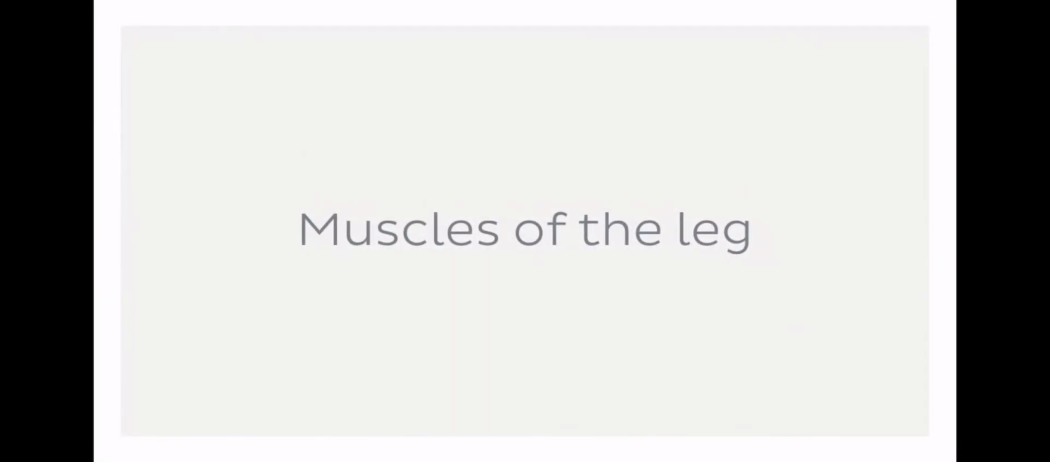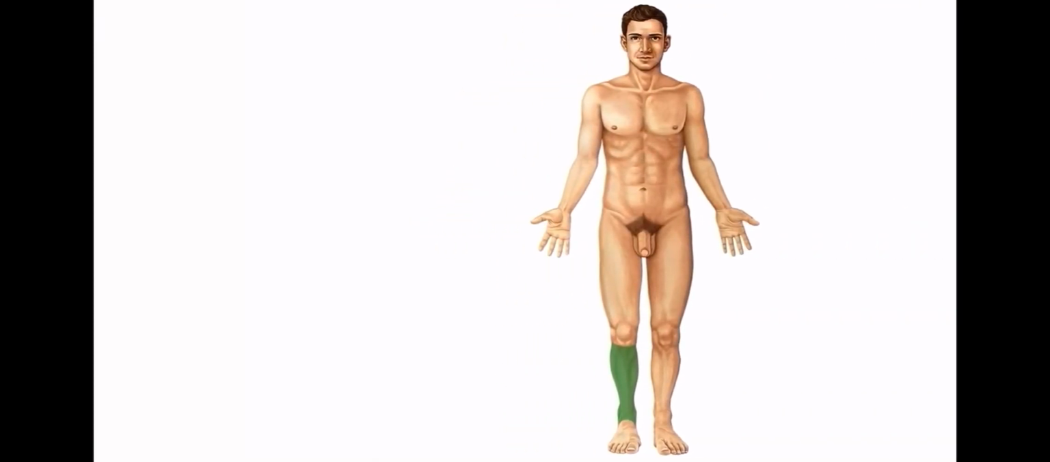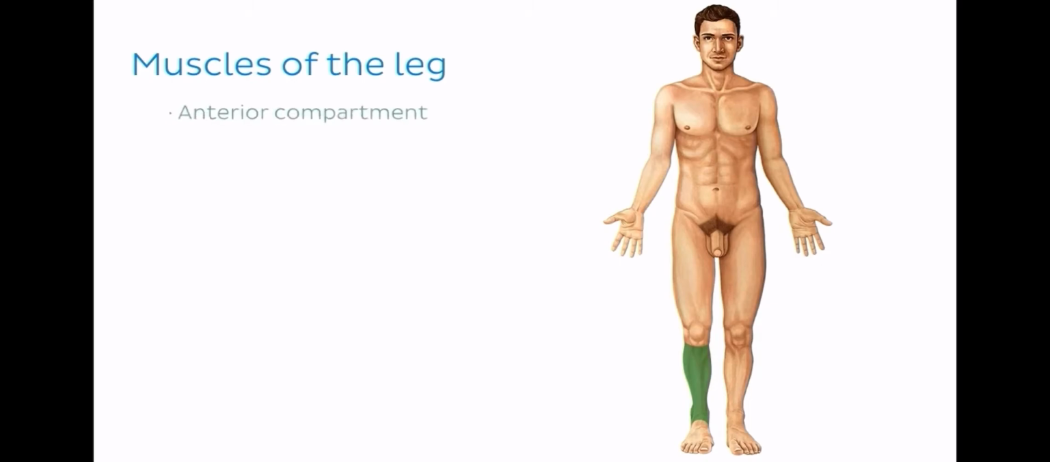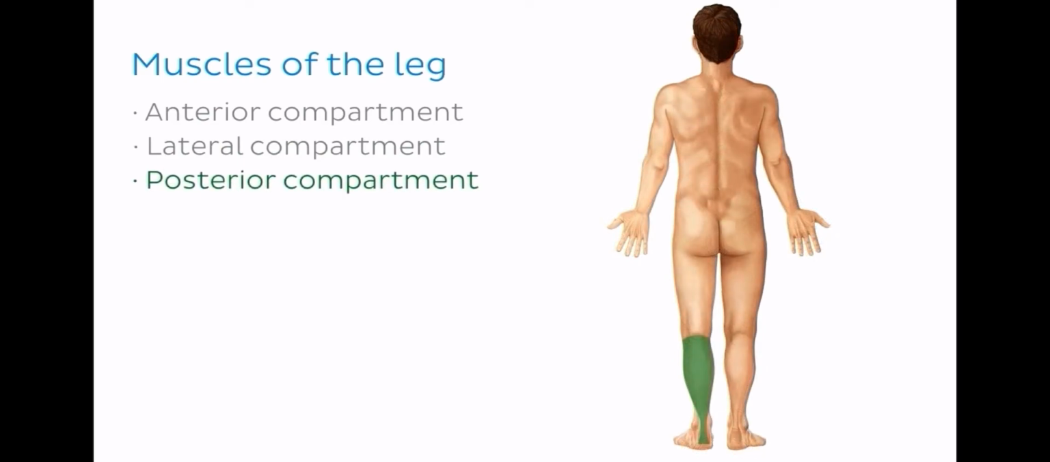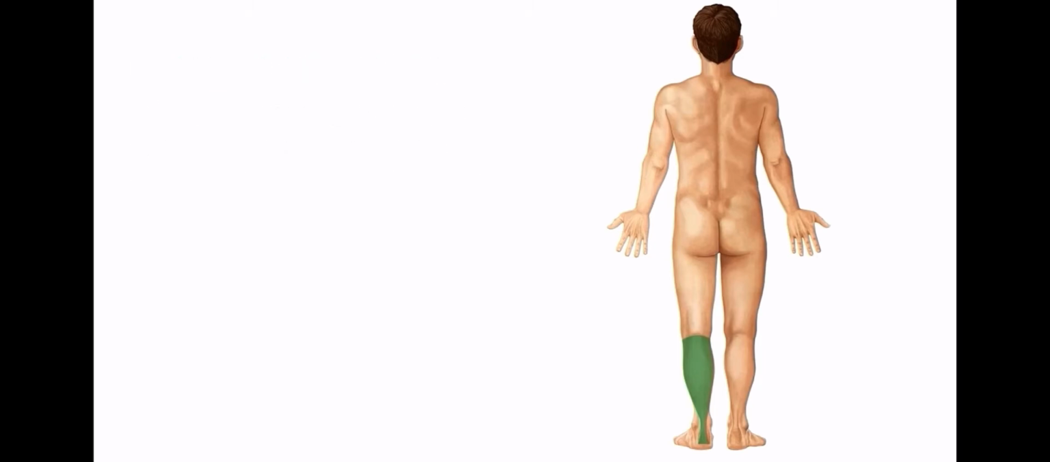All right, now let's move down to our region of the leg. And like our previous regions, the leg can be divided into several compartments: the anterior compartment, the lateral compartment, and the posterior compartment. And like the compartments of the thigh, the muscles within each compartment have related functions, so listen out for those as we come to them.